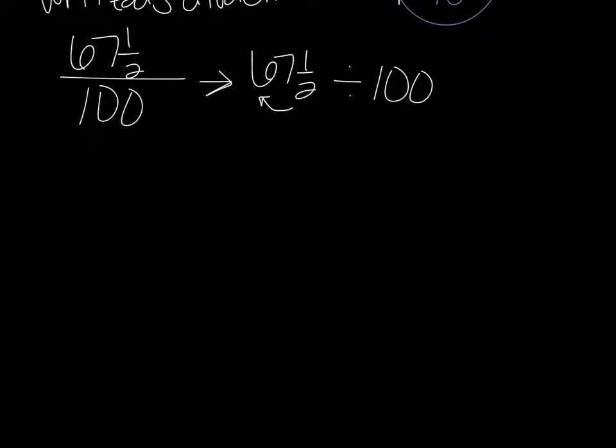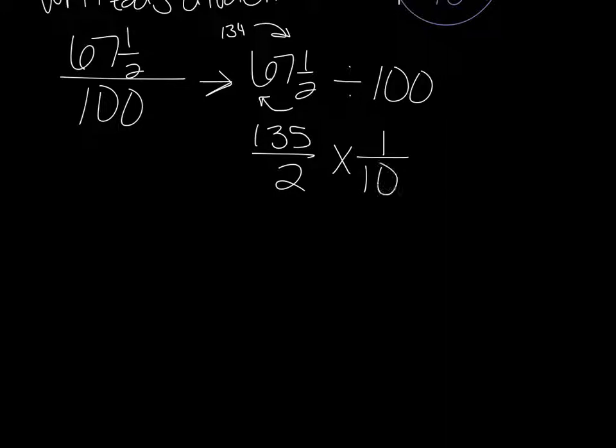So 2 times 67 gives me 134. And then I would add 1 to get 135. We keep the denominator. So instead of 67.5, I now have 135 over 2. And then once again, think about all of our operations with fractions. We usually don't divide. What do we do instead of dividing? Multiply by the reciprocal. So we're going to take 135 over 2 times 100.